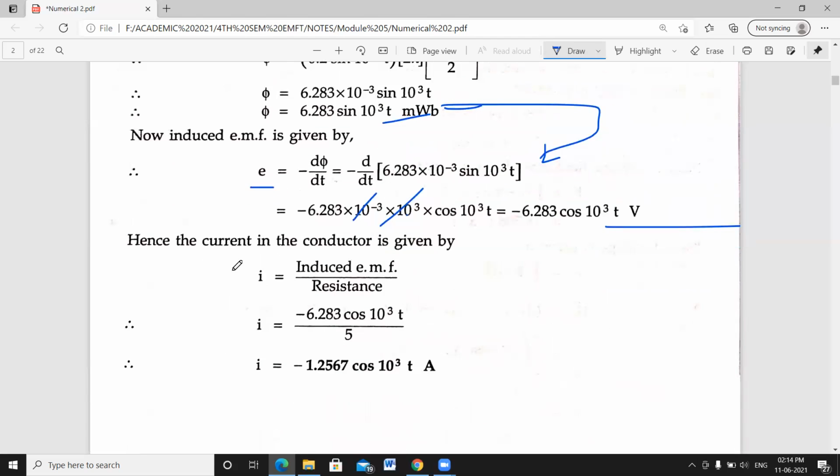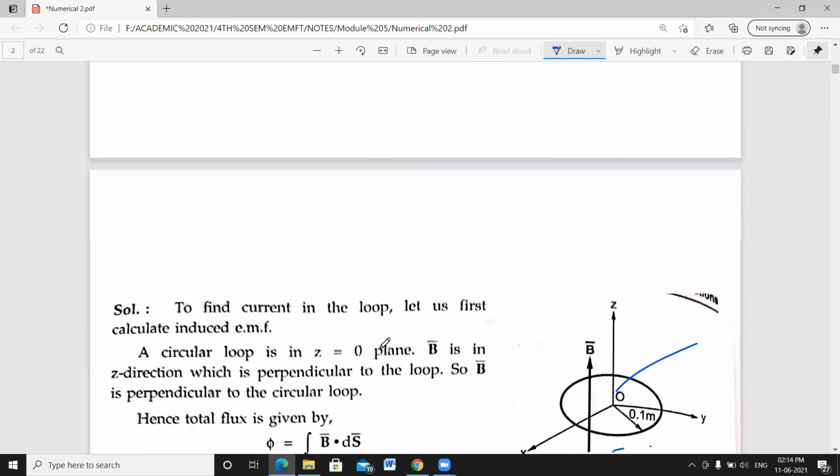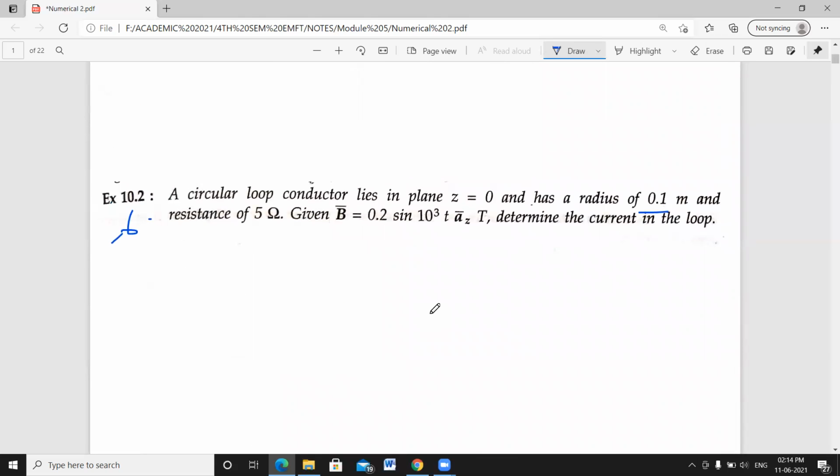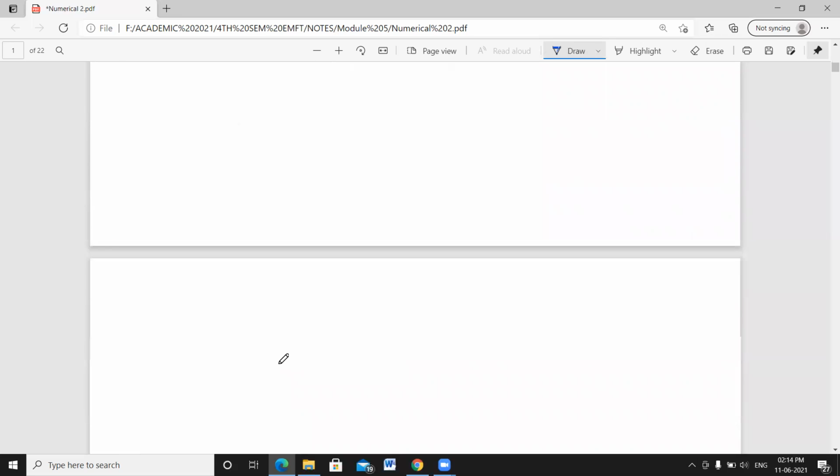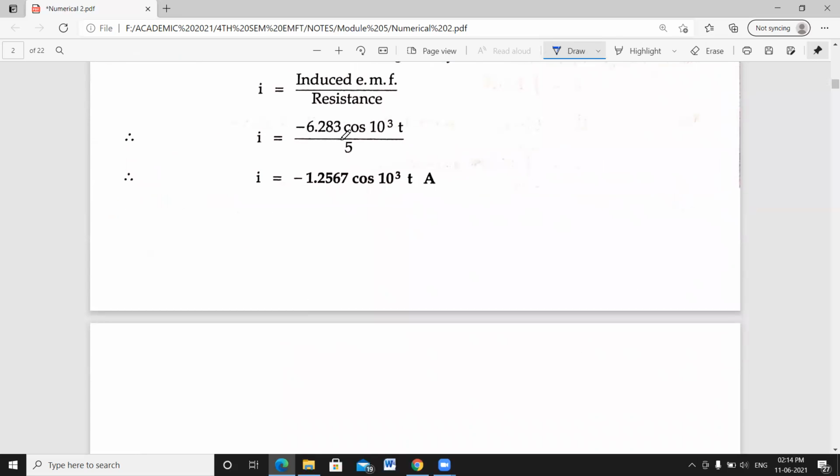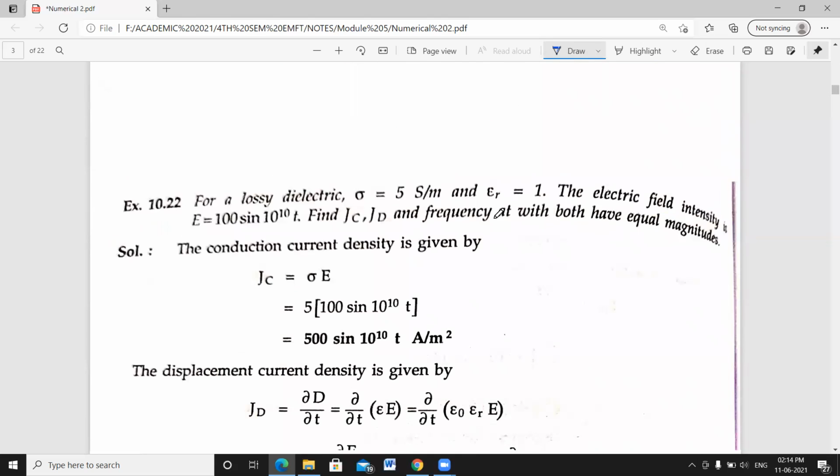Therefore, what is the current in the conductor? I is the induced EMF divided by the resistance. We got our EMF value, divided by the resistance, which is 5 ohms. Substituting and dividing, we get I equals minus 1.2567 cos(10^3 t) amperes. This is the solution to the problem.